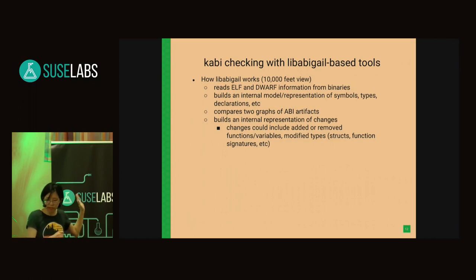So it builds an internal representation of what has changed. These changes are typically like, oh, this function got removed, or this variable got added, and so on. It would also report if you've modified types, changed structs, or changed function signatures, and so on.